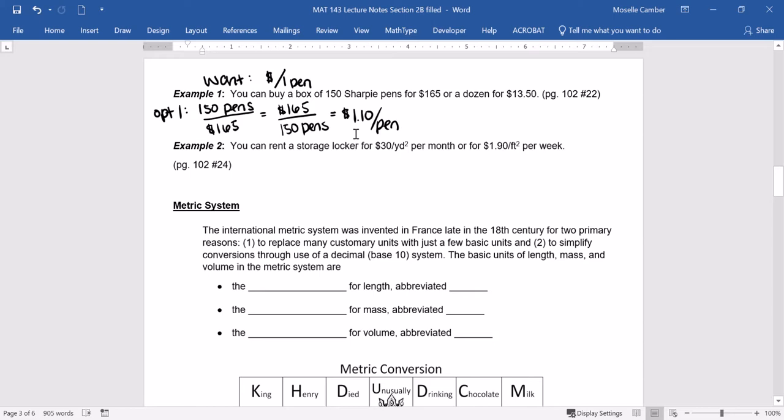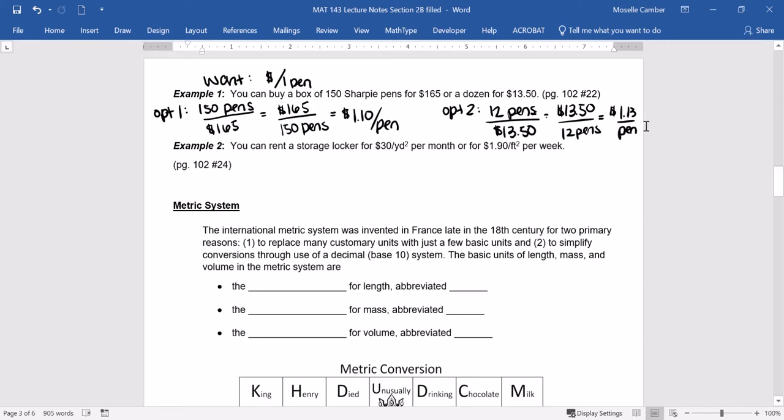Now let's see what it would be if we buy a dozen. So in this case, our option 2, we have a dozen pins, which a dozen means 12 pins. And that costs $13.50. Now again, I was writing this in order, which is not the order we actually want. So I'm going to switch that, put the dollars on top. So $13.50 per 12 pins. And then we do the division, and I get $1.13 per pin.